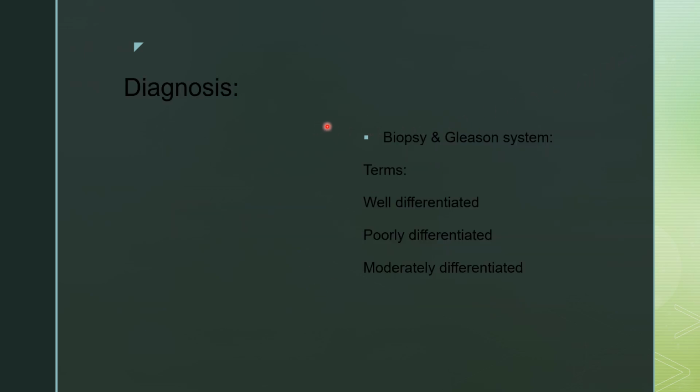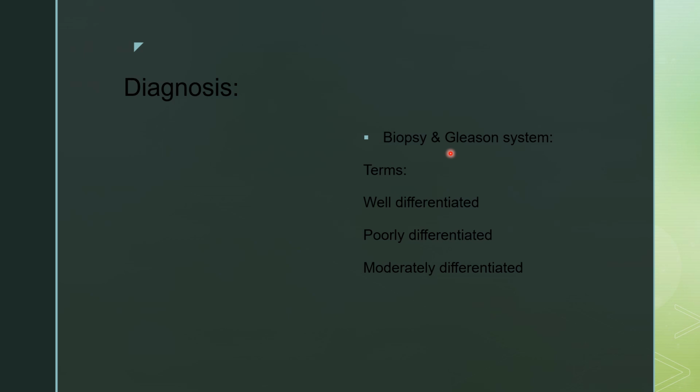You might come across sometimes under the biopsy and Gleason system, as well differentiated. If you find that, that means it is of low grade. It is not aggressive. It is growing very slowly and likely going to spread slowly. So in this case, you are okay with watchful waiting if the man is greater than 60 years. And in this case, you may find Gleason grade 3, 4.